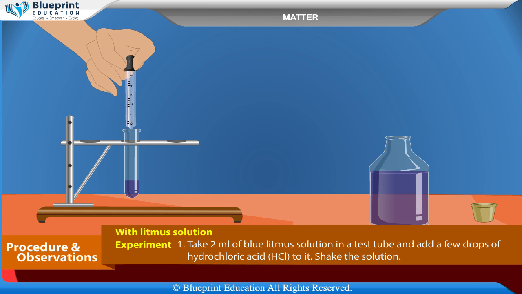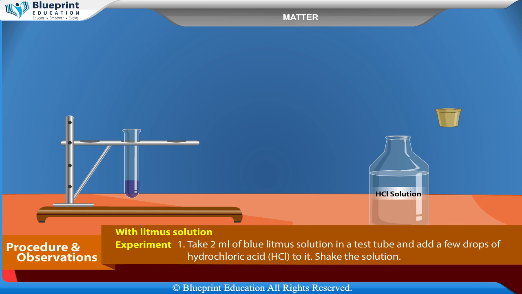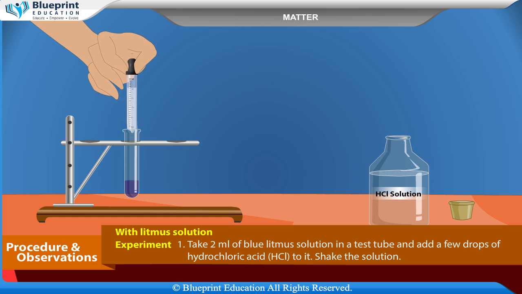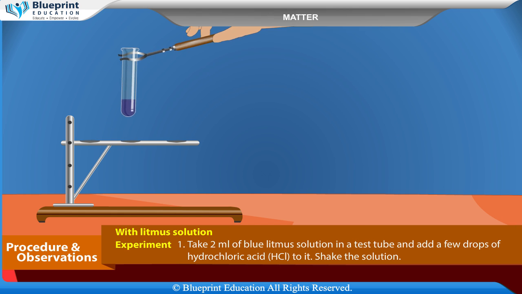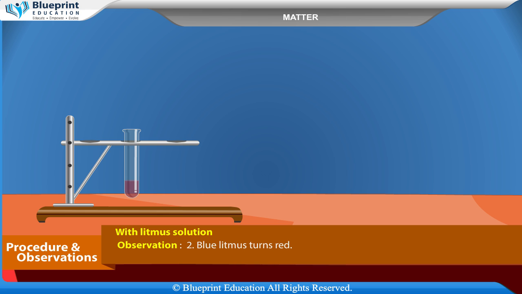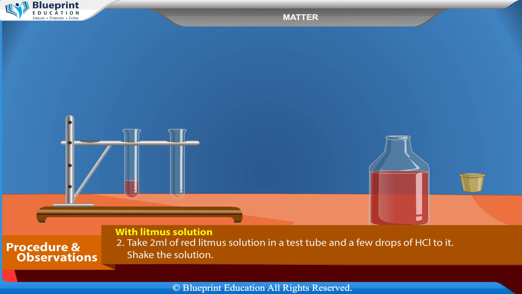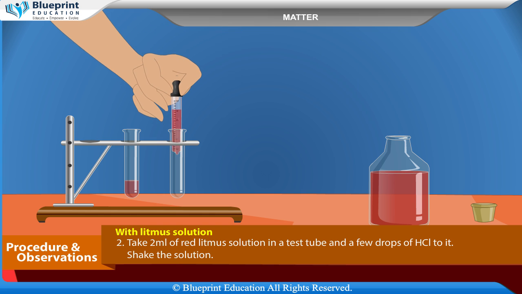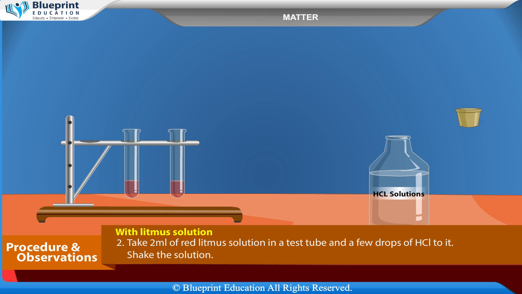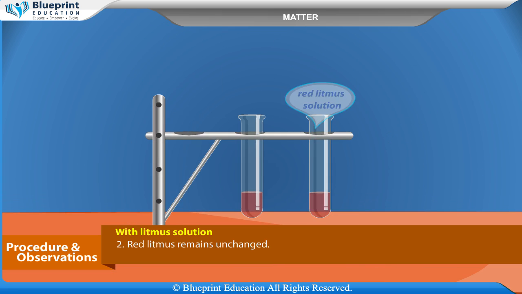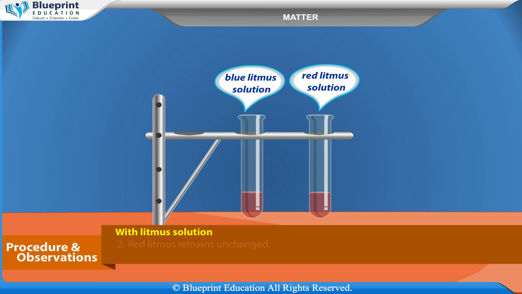Experiment. Take 2 ml of blue litmus solution in a test tube and add a few drops of hydrochloric acid HCl to it. Shake the solution. Observation. Blue litmus turns red. Take 2 ml of red litmus solution in a test tube and add few drops of HCl to it. Shake the solution. Red litmus remains unchanged. Inference. HCl is acidic in nature.